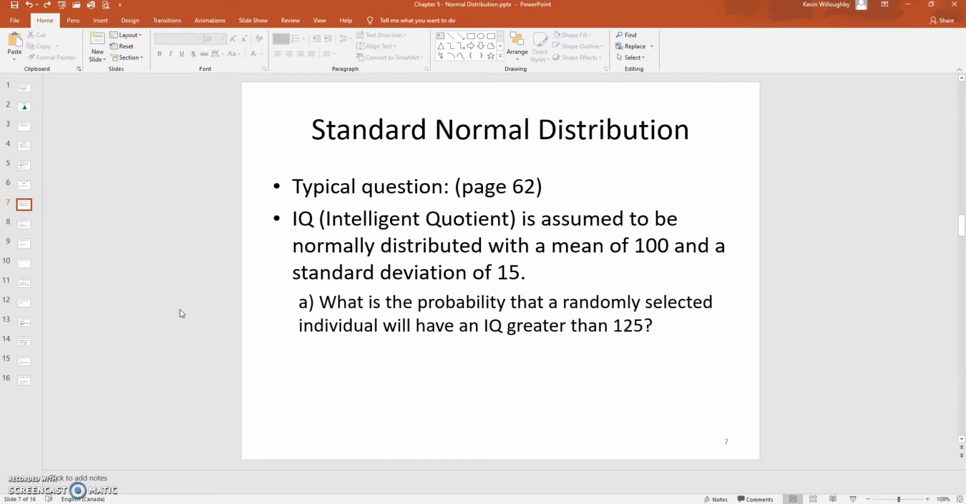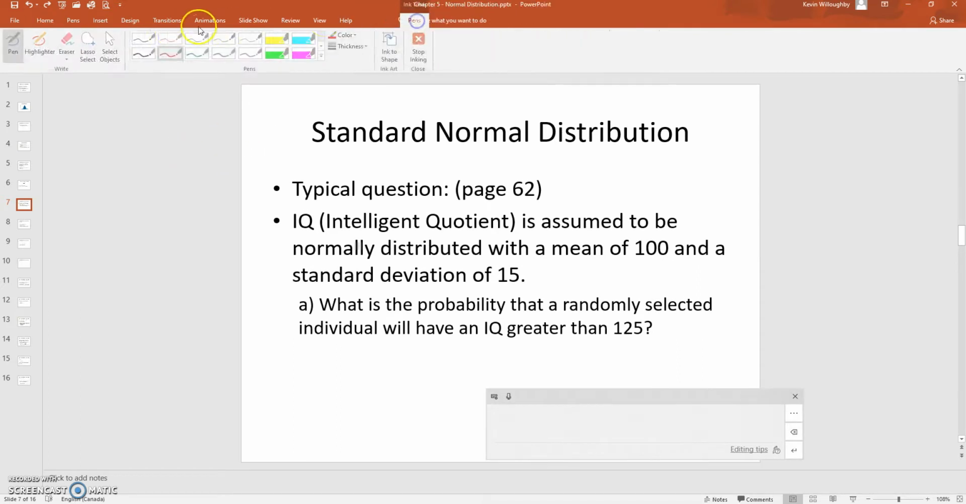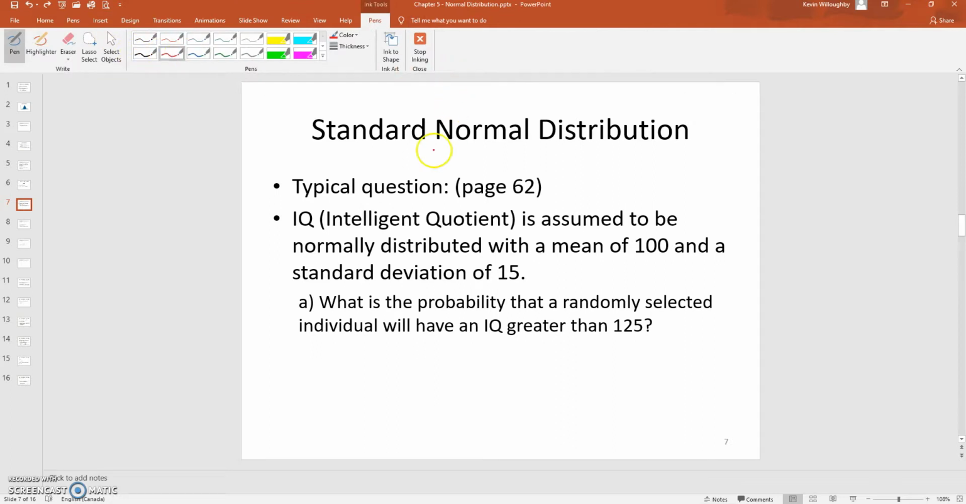Slide 7 gives you a really good example of a question that we'll be doing a lot in the booklet plus on the exam. So this is a typical question. This question is actually on page 62, and we're going to be doing a series of questions similar to this. It states that IQ, or intelligent quotient, is assumed to be normally distributed with a mean of 100 and standard deviation of 15. The question states, what is the probability that a randomly selected individual will have an IQ greater than 125?